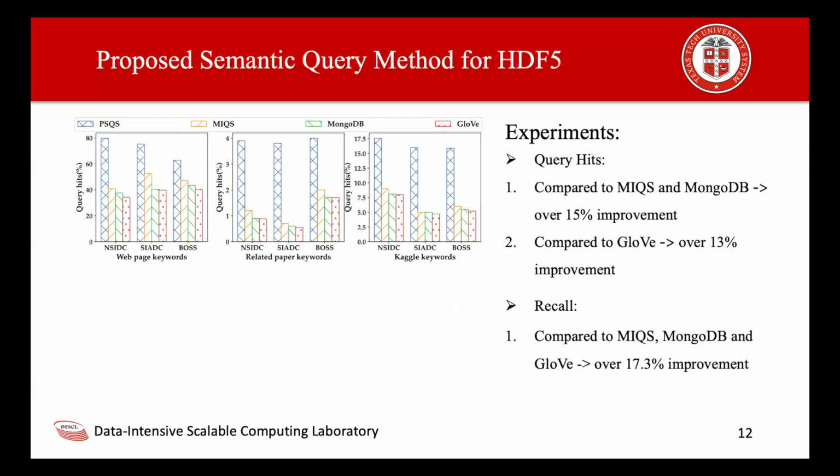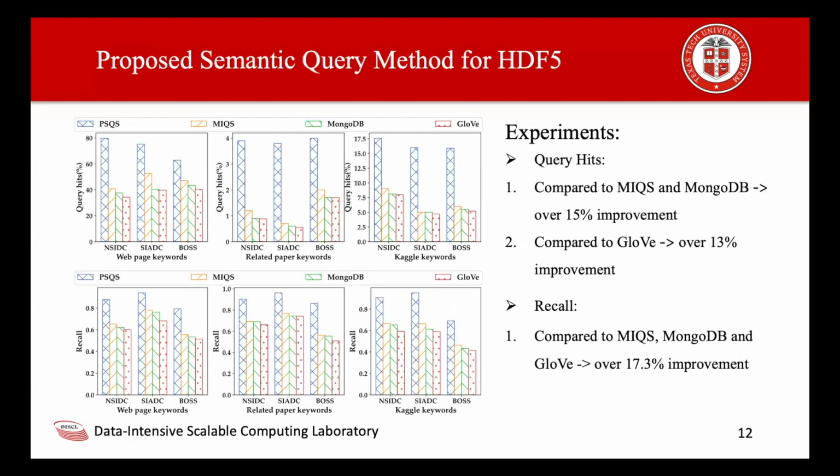And here are the results of our method compared to some other methods. We compared it with the mix, GloVe, and the MongoDB-based method. We can see from the query case and the recall, we can get the results here. We have over 15% improvement, and compared with GloVe, we have a 13% improvement. For the recall, we have over 17% improvement.